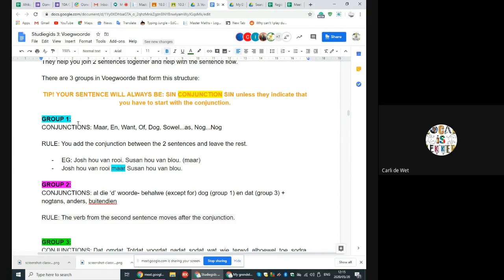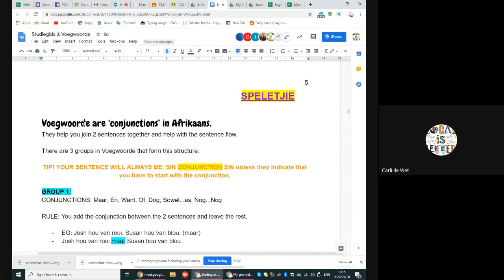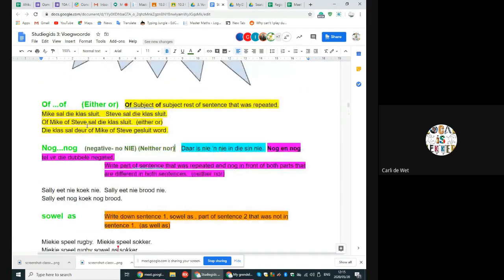And now the third section is the section that in grade 11, it's actually the first time that you do this part of the work. And it's also not difficult, because you do exactly what you would do in English. So of en of is either or. And of en of is actually just the positive of nog en nog, which is a negative, neither nor.